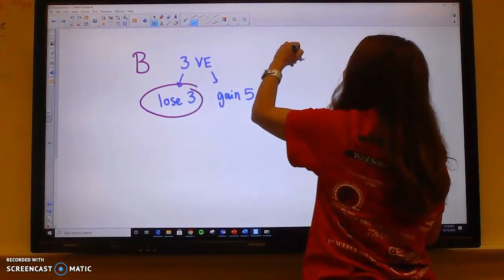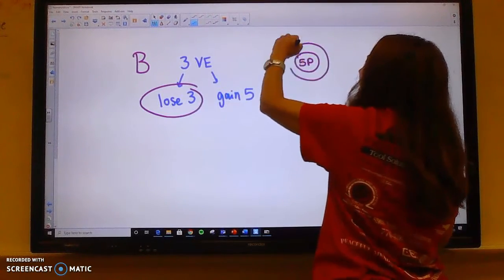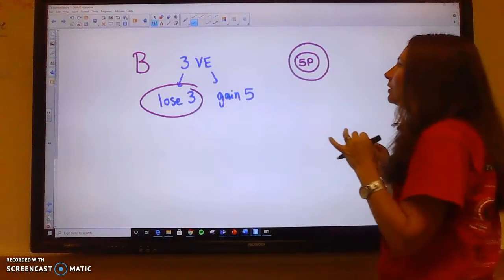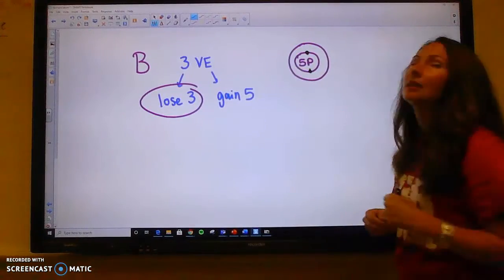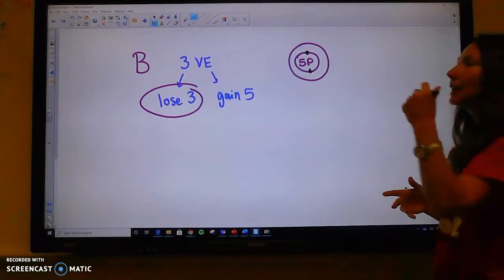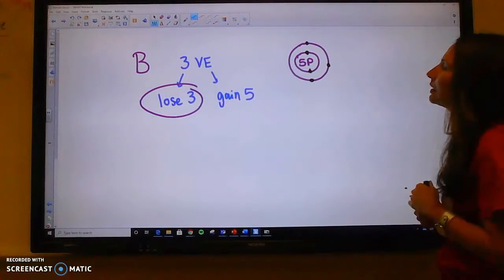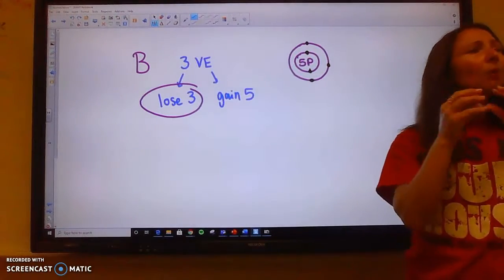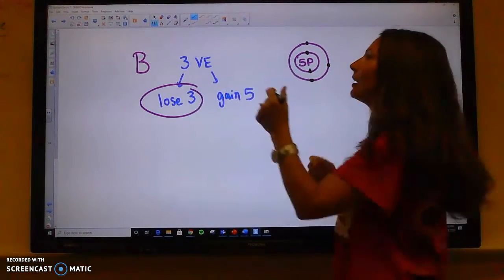So for boron, it has 5 protons in the nucleus, and boron also has 5 electrons total. Remember, on the first ring, it's going to have 2 electrons, and then on its outer ring, it has 3. The outer ring would be the valence electrons. So what's going to happen is boron is going to lose those 3 electrons instead of gaining 5.